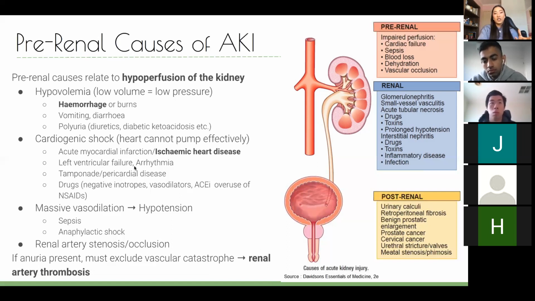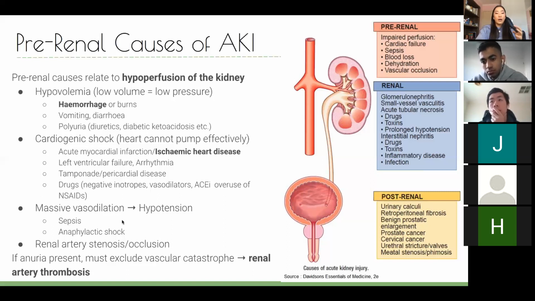An arrhythmia can trigger failure of the heart and again cause AKI. Tamponade, because there's not enough space in the pericardium, so your heart can't pump. Or you can have it as a side effect of drugs. So if someone is on a lot of treatments, negative inotropes, vasodilators, overuse of heart failure medications, then you get problems with the cardiogenic pumping, and that causes your cardiogenic shock.